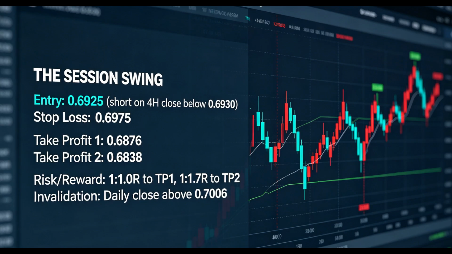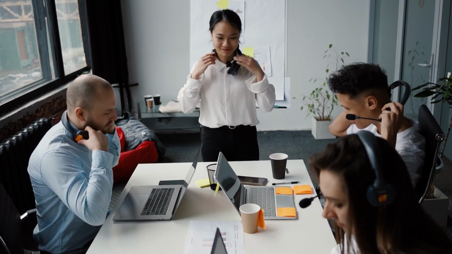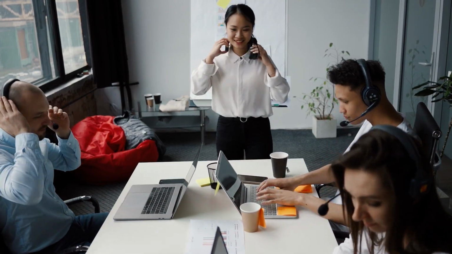This is a bearish trap entry. Wait for the spike. Do not jump in early. Let the wick form. Once you see a 5-minute bearish engulfing candle that closes back below 0.6930, you've got your confirmation. Enter short at 0.6925 with a stop at 0.6948, just above the trap wick.